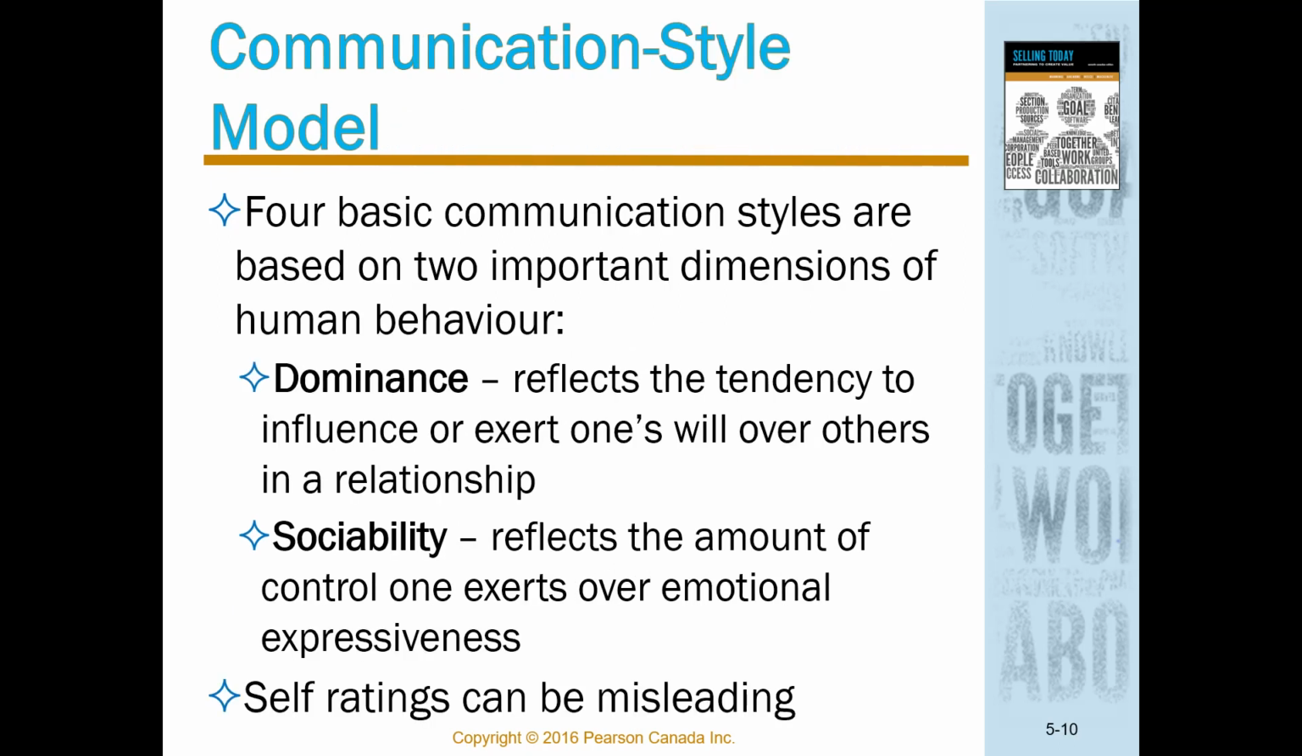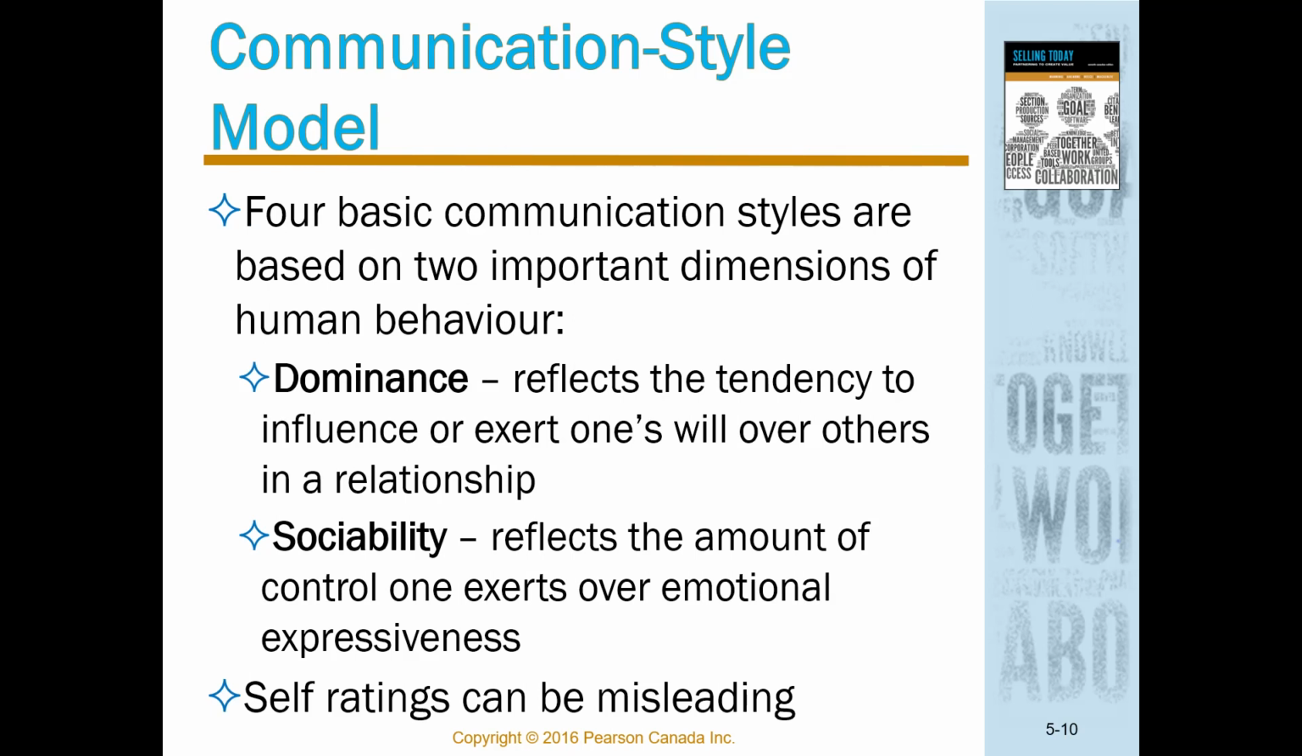Okay, before we look at styles, we have to look at the 2 dimensions. And there are 2 dimensions: there's dominance and there's sociability. Dominance reflects the tendency to influence or exert one's will over others in a relationship. So that is one dimension that we all have at different levels.